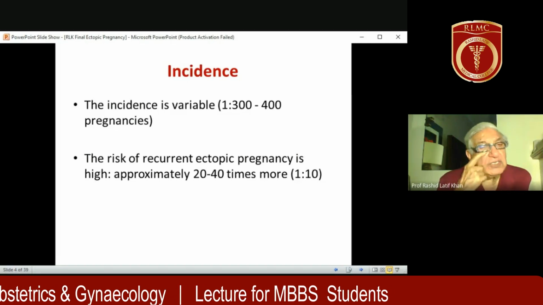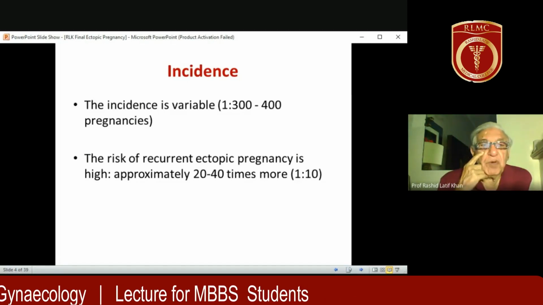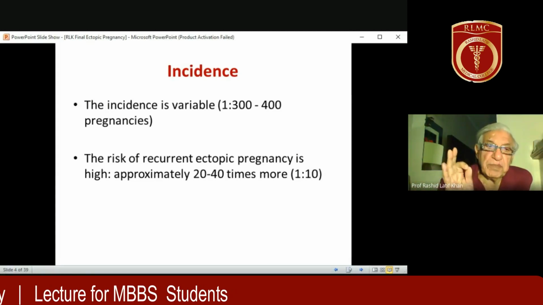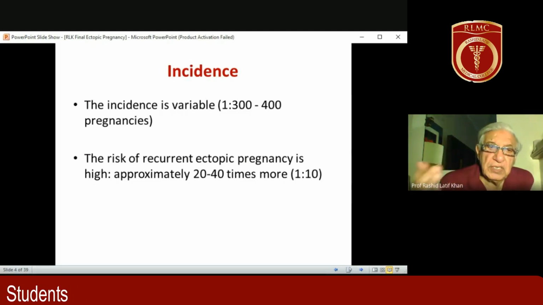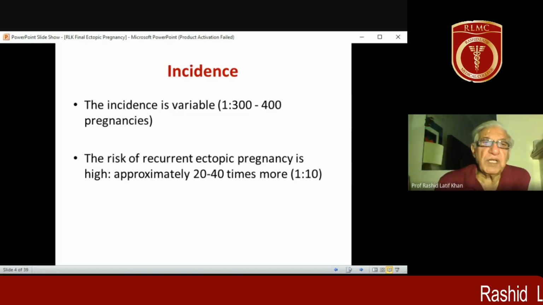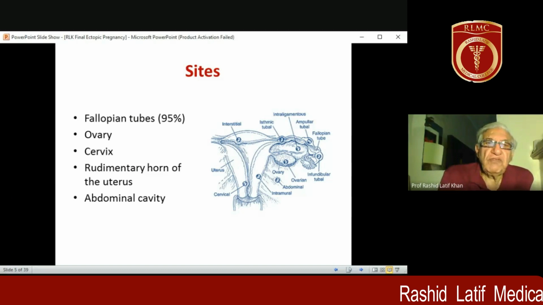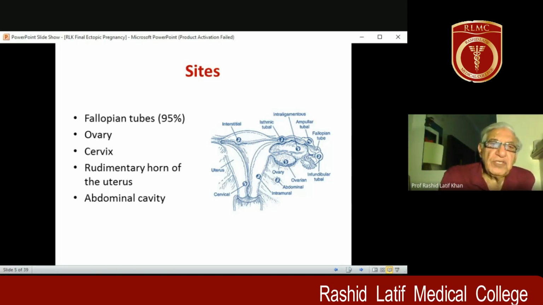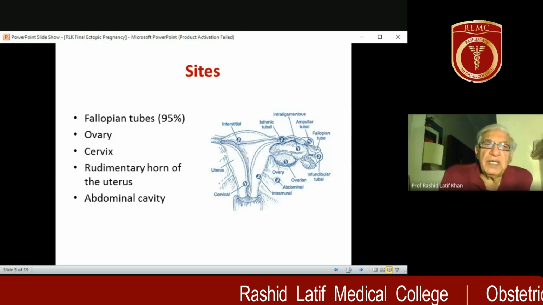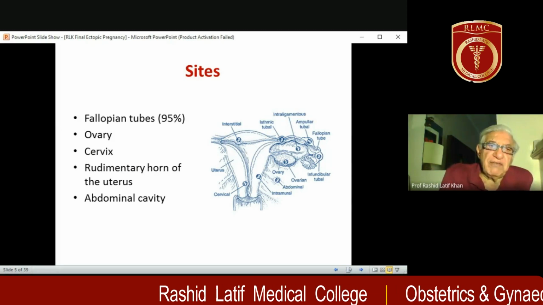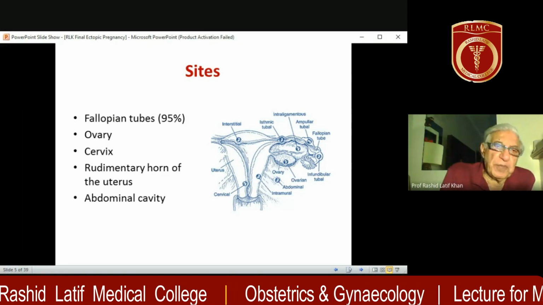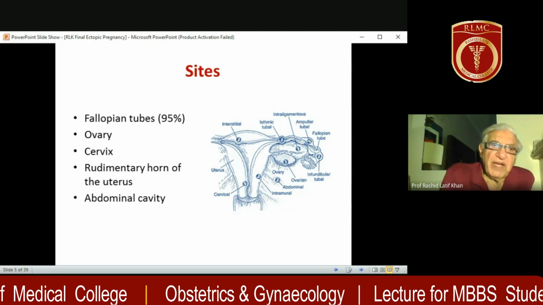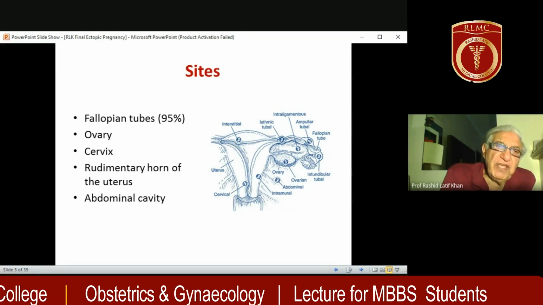But the incidence, whether high or low, is definitely there. Once one ectopic takes place, possibly the causative factor will be persistent. So for a second ectopic in the same patient, the risk is very high, 20 to 40 times more than for a first ectopic. There are various sites of ectopic. When we say ectopic, it doesn't mean tubal, but it means anywhere outside the normal uterine cavity. But the fallopian tube is the commonest site. 95% of ectopics are in the fallopian tubes, but 5% do take place away from the fallopian tube.